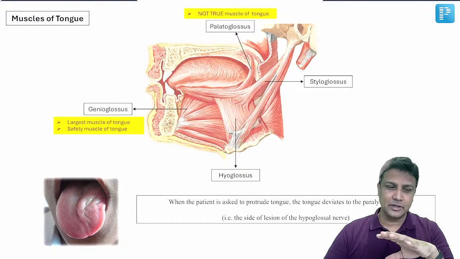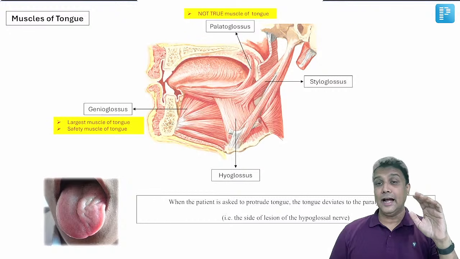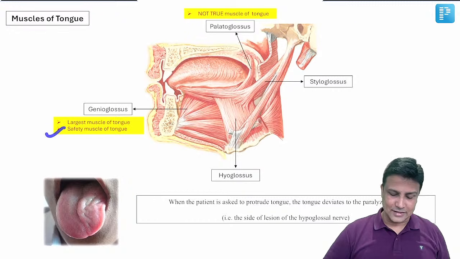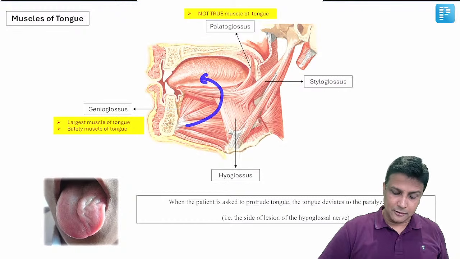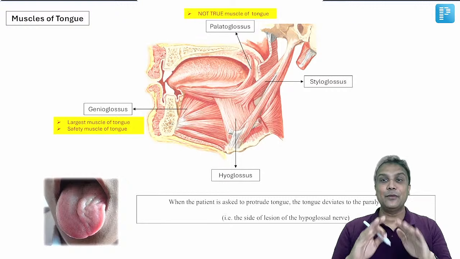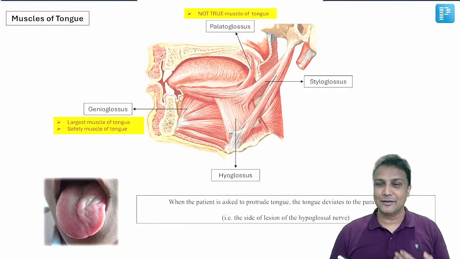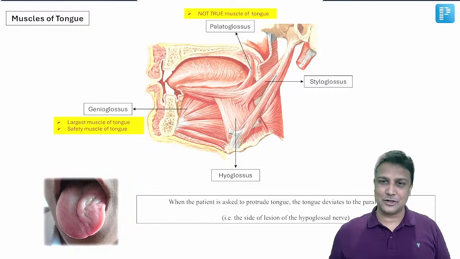Out of all the muscles of the tongue, which is the largest muscle of the tongue? That is genioglossus. And this is the muscle which is also referred to as the safety muscle of the tongue. Why? Because this is going to help in protrusion of the tongue. And because it is helping in protrusion of the tongue, it is preventing the tongue from falling back. That is the reason why it is referred to as the safety muscle of the tongue.